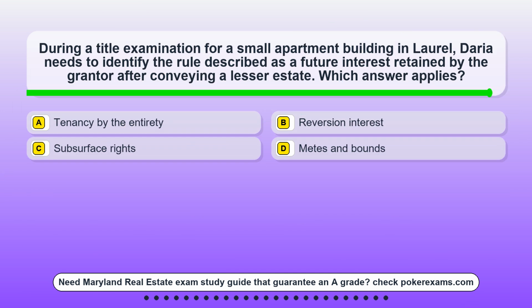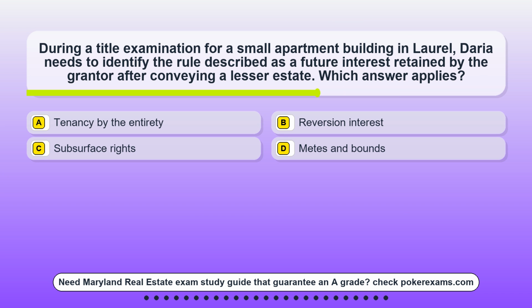Question 23. During a title examination for a small apartment building in Laurel, Daria needs to identify the rule described as a future interest retained by the grantor after conveying a lesser estate. Which answer applies? Option A, tenancy by the entirety. Option B, reversion interest. Option C, subsurface rights. Option D, metes and bounds.